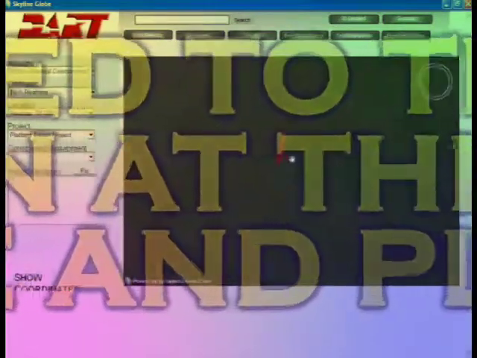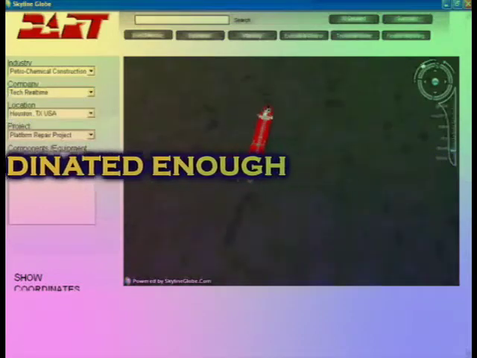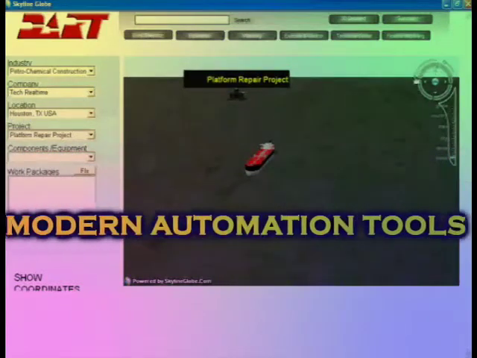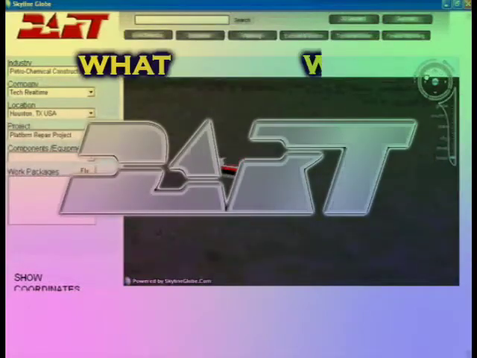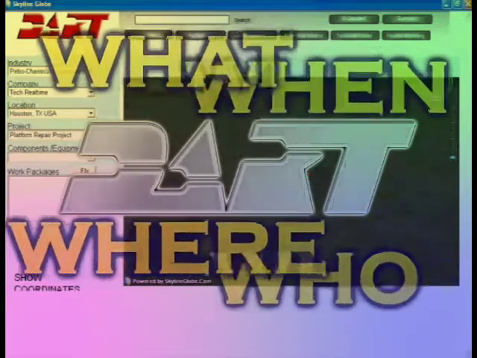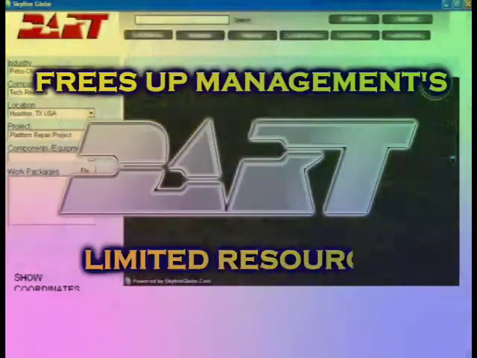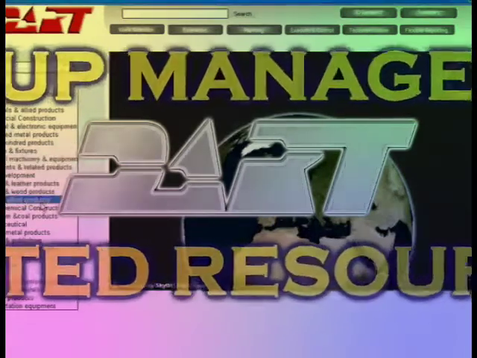No management infrastructure is big enough and coordinated enough to attack this problem without the use of modern automation tools. DART provides the answers to the what, when, where, and who questions automatically, and actually frees up management's limited resources rather than consuming them as so many modern systems do.